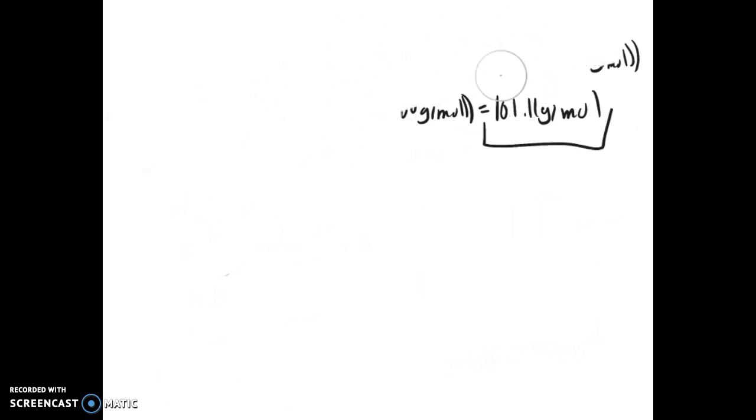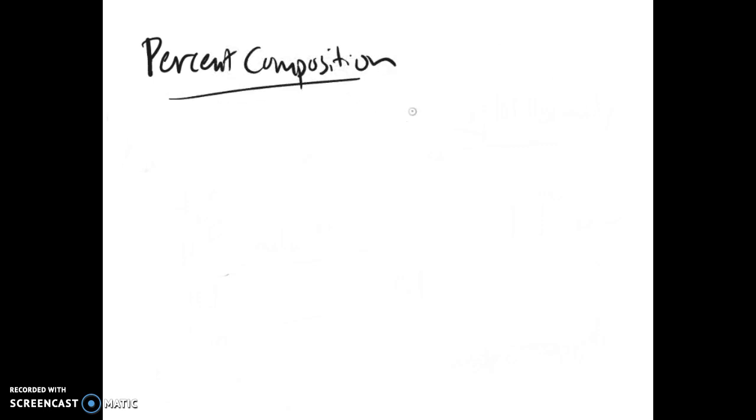Now the next formula we're going to talk about is something called percent composition. Percent composition is basically the percentage by mass of each element in a compound. You calculate this from a chemical formula and molar mass, and the formula is percent equals the mass of one part of the formula over the mass of the entire formula times 100%.